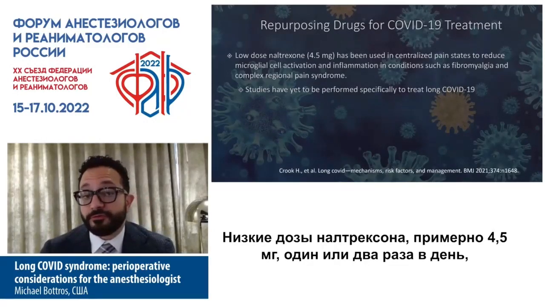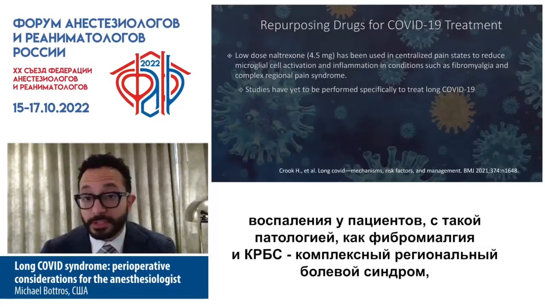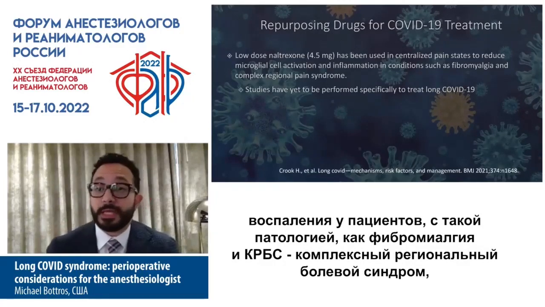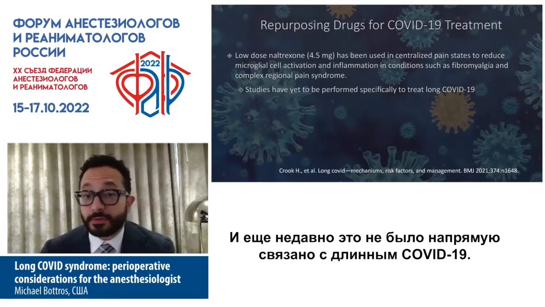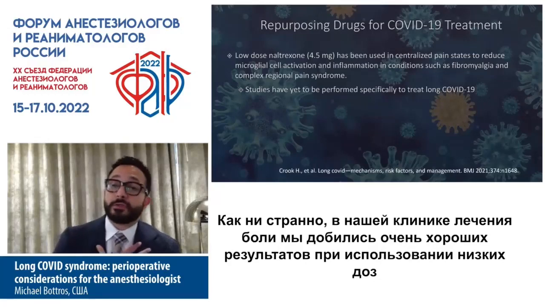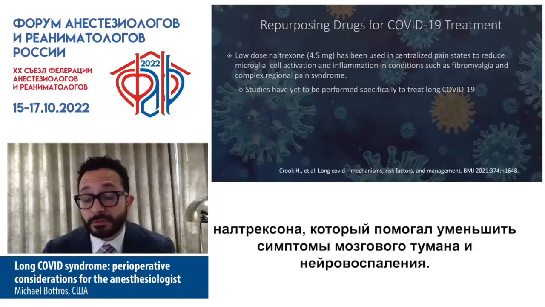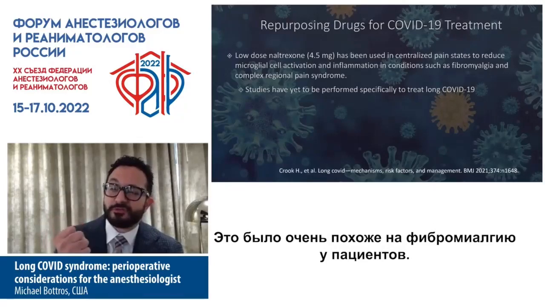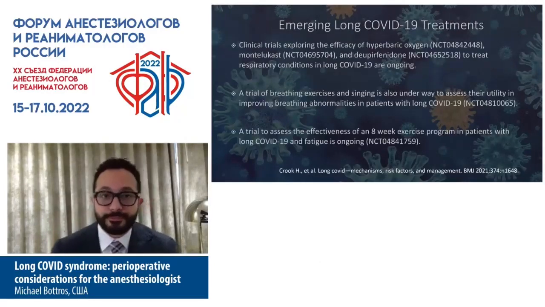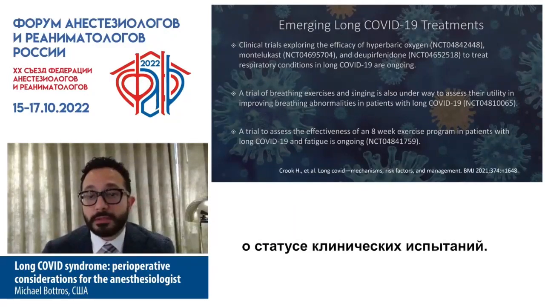Low-dose naltrexone, approximately 4.5 milligrams either once or twice daily, has been used in centralized pain states to reduce microglial cell activation and inflammation in patients with fibromyalgia and CRPS, or complex regional pain syndrome. Whereas things have not been associated specifically or directly with long COVID-19, anecdotally, in our pain clinic, we have had extremely good success using low-dose naltrexone in helping reduce the symptoms of brain fog and neuroinflammation that's very similar to fibromyalgia in these patients.